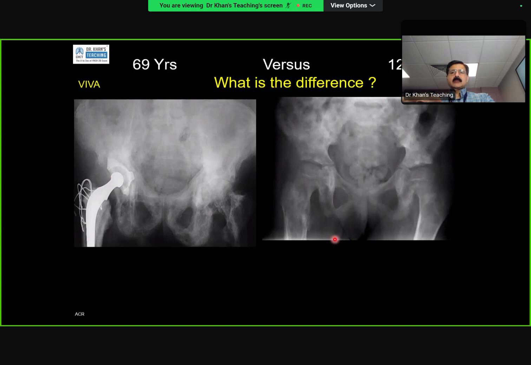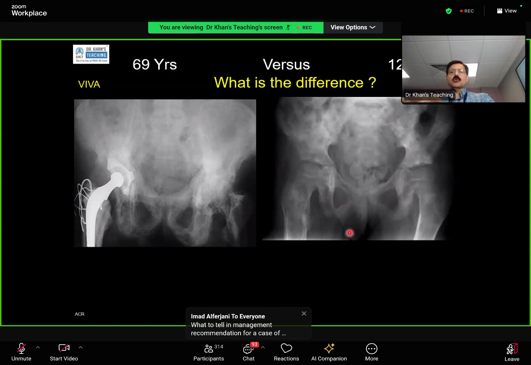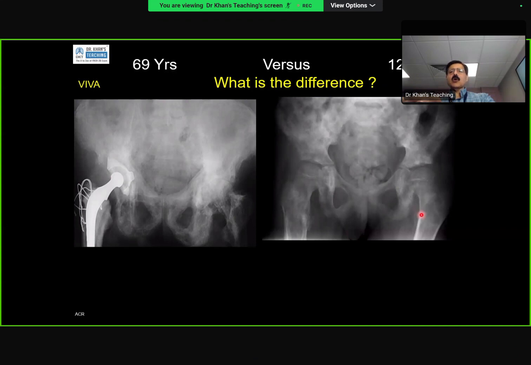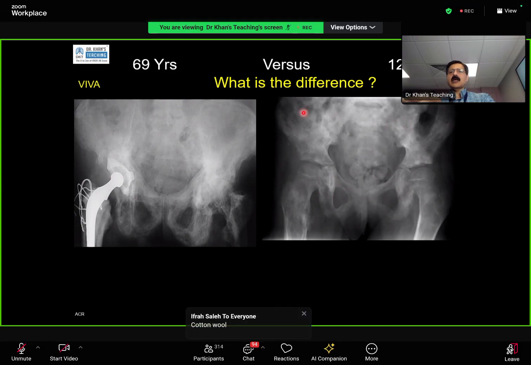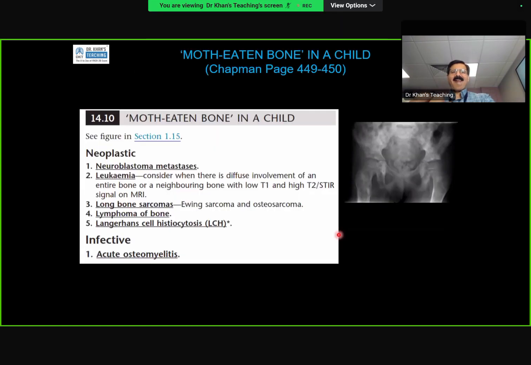Because this is a very young patient, this cannot be Paget disease. What do you call it? I'm waiting to hear a word. Let me tell you that everything is abnormal. Yes, the whole of the marrow is abnormal. This femur is abnormal, this is abnormal, this is abnormal. Everything is abnormal. Use a word. How will you call it? Moth-eaten bone.